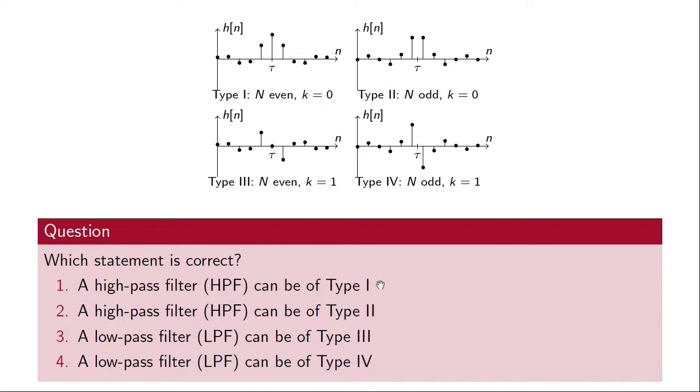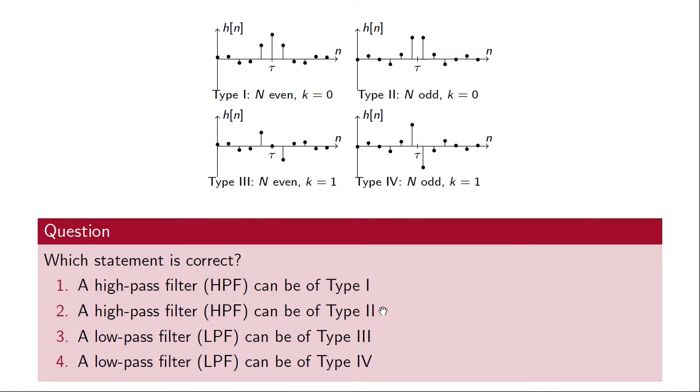Well, the correct answer is option number 1. A high-pass filter can be of type 1. In order to see why this is the only correct answer, we can try to eliminate all of the rest of the options. For options 3 and 4, we see that if we sum over the components in either a type 3 or a type 4 filter, that sum will run to 0, which means that the DC gain of both type 3 and type 4 filters will by design always be equal to 0, meaning that they will always remove the DC signal, and that's not very good for implementing a low-pass filter.